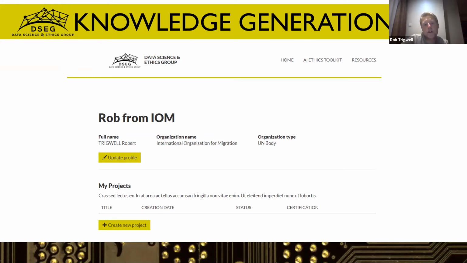So that's kind of a byproduct of the tool, and that's the part of the tool that we're trying to focus on and build at the moment, because the decision tree's been in place and it's been tested. But it's really about building that knowledge community regarding humanitarian AI projects.